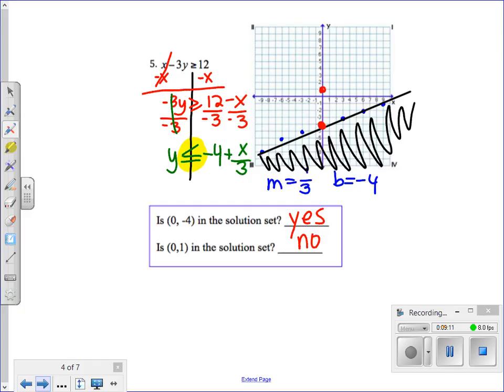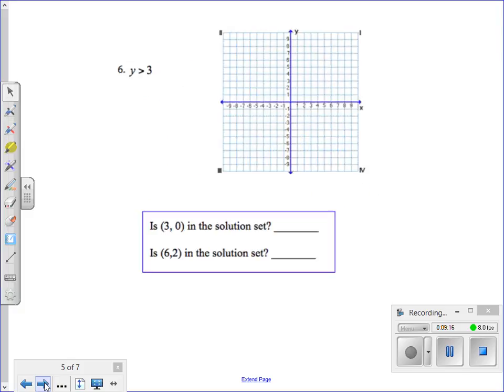Okay, one more example of solve for y and graph, and then we're going to talk a little bit about the shading above and below, because that can get a little confusing. I have the inequality y is greater than 3. Now, first of all, there's no x. So even if I wanted to put this in y equals mx plus b form, I don't have an x, so I would have 0x plus 3. Well, that means then that my slope is 0 and my y-intercept is 3.